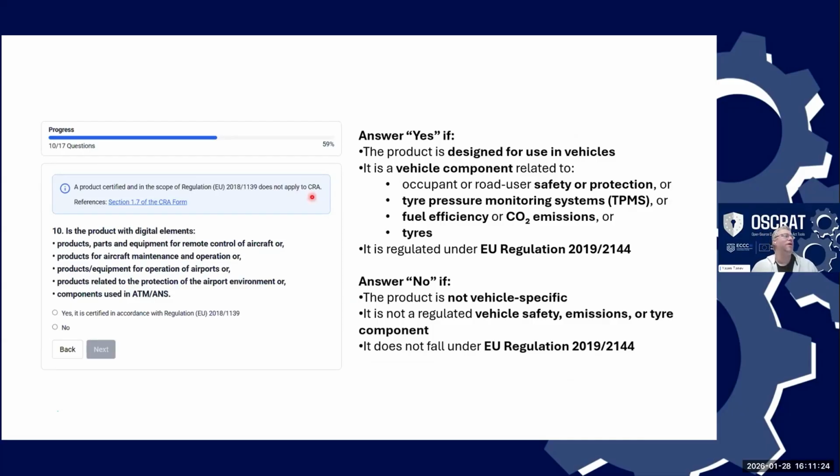So are your product parts equipment, remote control operation, airports, airport environment, or ATM, ANS? If it's yes, where are you going? Opt out. You go to the aviation standards, 2018-1139. If you say no, this is not the end.